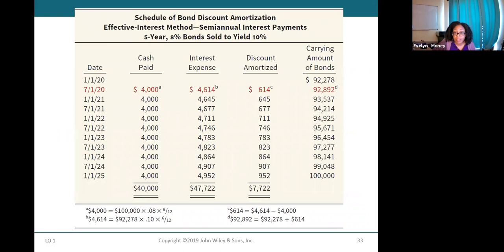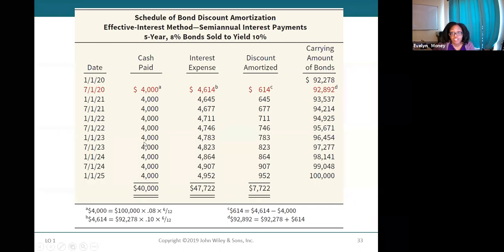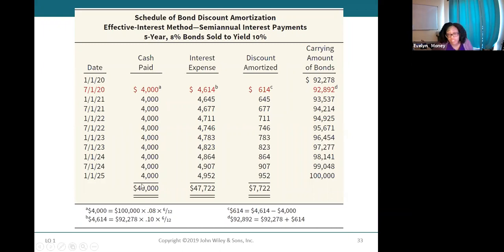But here is the new part, because now we are required to prepare an amortization schedule that shows us our interest. The amount of cash that we pay out in interest doesn't change. It remains the same every single period. We found it once, it's $4,000 until the bond matures. But the interest expense is dependent upon the carrying value of the bonds at the beginning of the period.